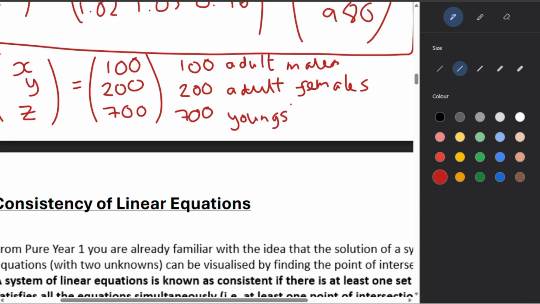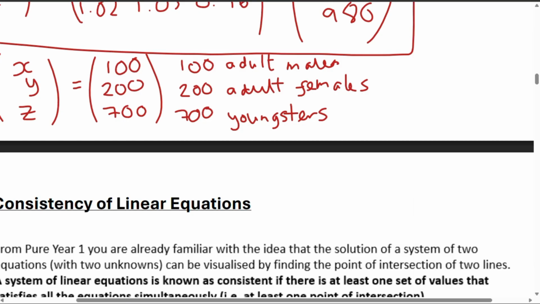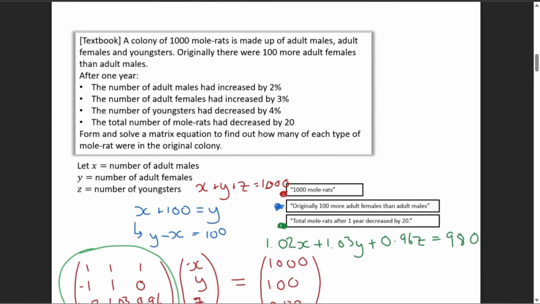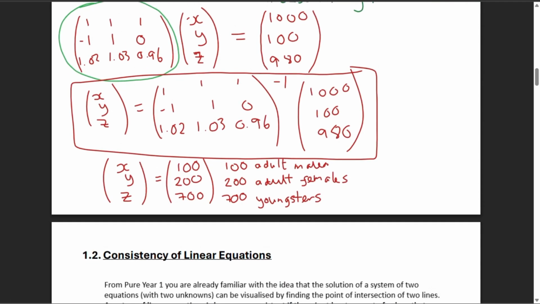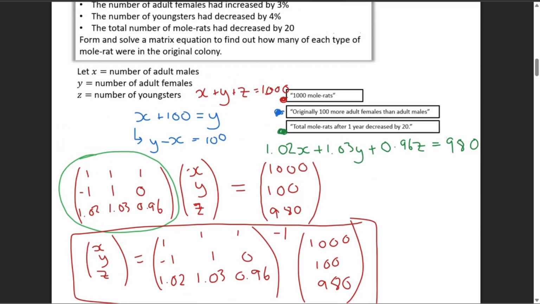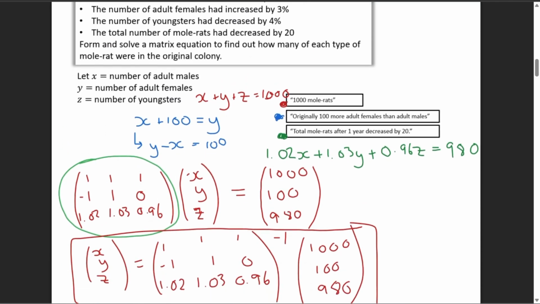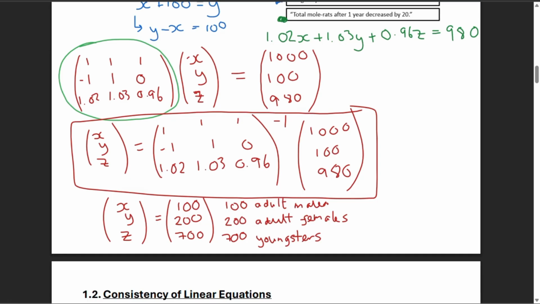So another sense check you could make, to check that you actually set up the right simultaneous equations to start with, is to think about what information I was given at the start. We were told there's 1,000 mole rats. Do our totals add up to 1,000? Yes, they do. So that's probably a good goal. And then obviously you could sub in your values and check that they all work. But I'm happy with that, and it adds up to 1,000.